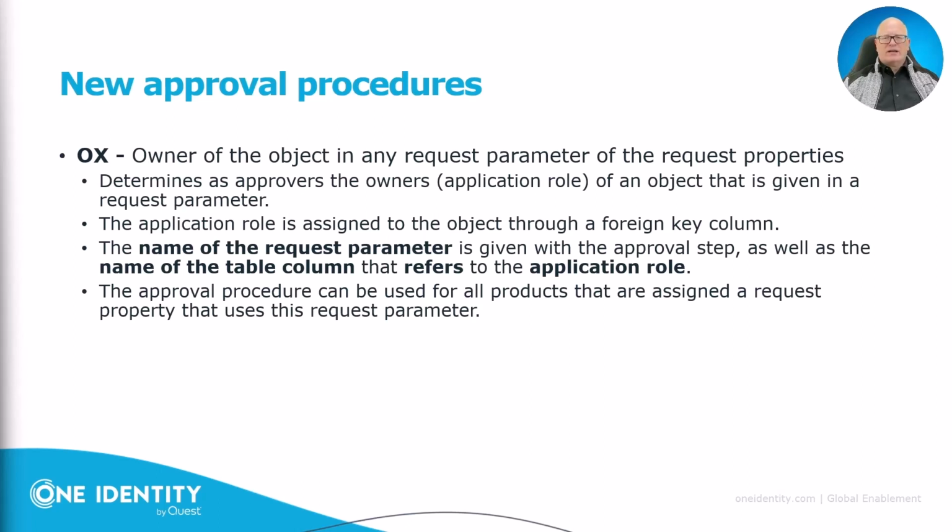The way that very specific thing then gets assigned, that means the application role with the members that gets assigned, is then assigned through the help of such a foreign key column. And as you easily can see, the name of the request parameters is given, of course, by the approval step. And the same happens to the name of the table columns that refers to the application role. At the end, the whole thing is only possible if there are request properties assigned to that specific approval step.